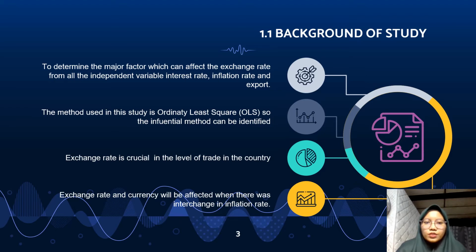The reason we want to study this research is to determine the major factor which can affect the exchange rates, from all the independent variables we have chosen, which are interest rates, inflation rates, and exports. And in this research paper, we will use the ordinary least square method because we will find out which one is the influential factor that can be identified. Exchange rates are crucial in the level of trade in the country. Exchange rates and currency will be affected when there is a change in the inflation rate.